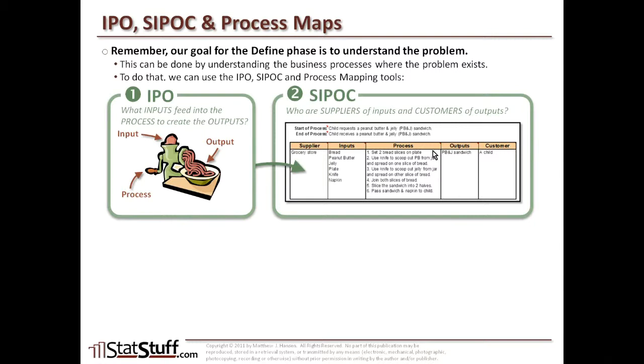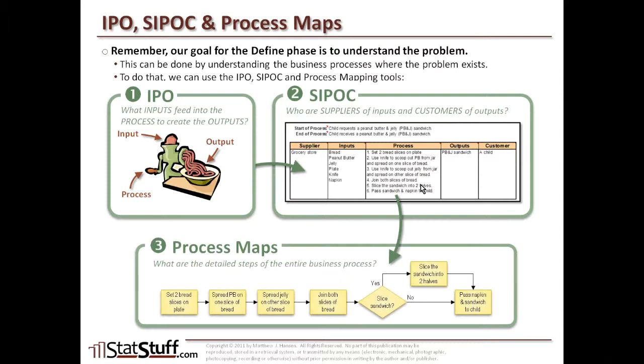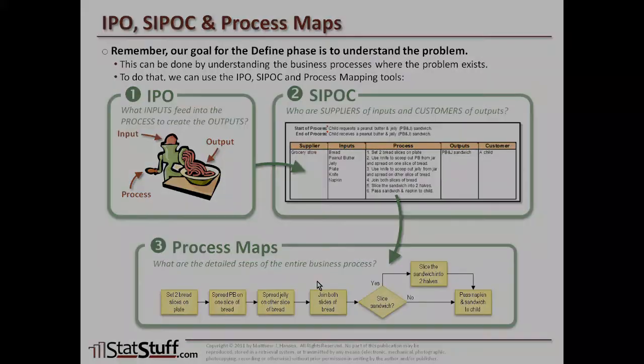As part of building the SIPOC, we get into more detailed steps of the process itself. And it's with that process that we can then build the process map, giving us a better understanding of the detailed steps of the entire business process where we're feeling the pain, or at least to help us identify somewhere within the process where the pain is being felt.